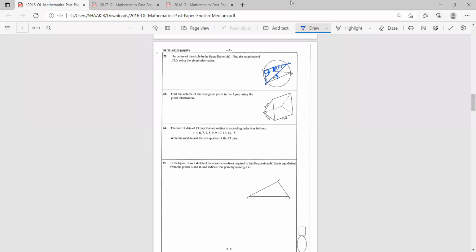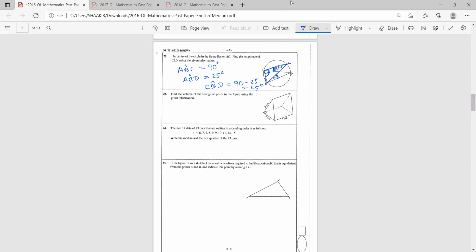So you know angle ABC is equal to 90 degrees, and angle ABD is 25 degrees, because angles in the same segment are equal. Now what do you need? You need angle CBD. Therefore angle CBD is 90 minus 25. Therefore you will be getting 65 degrees. So this is the answer.